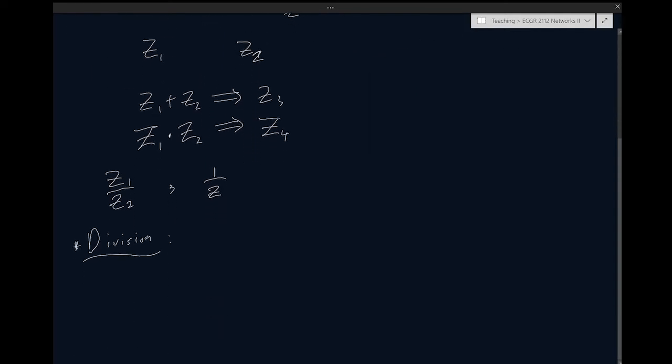That basic operation is conjugation. What does it mean to conjugate a complex number? If I take a complex number equal to, let's say, a plus jb, and I conjugate it, conjugation is designated by a star. Conjugation essentially means just take the imaginary part and multiply it by -1. That's all it is. So this gives me a minus jb.